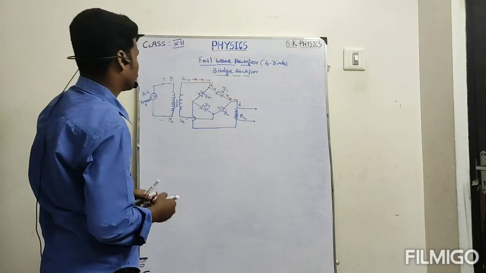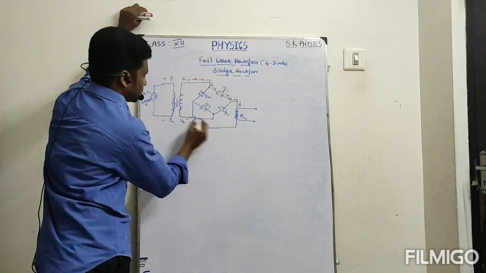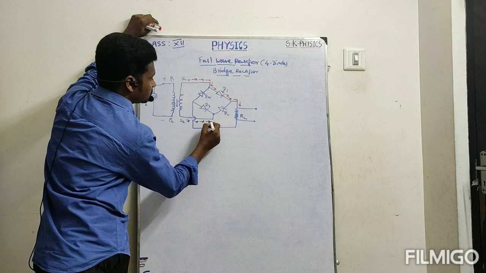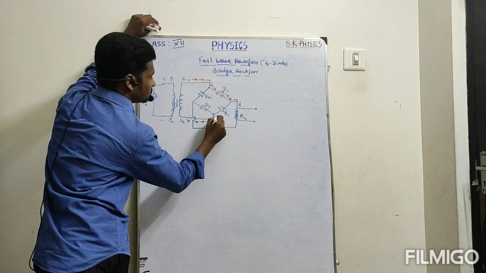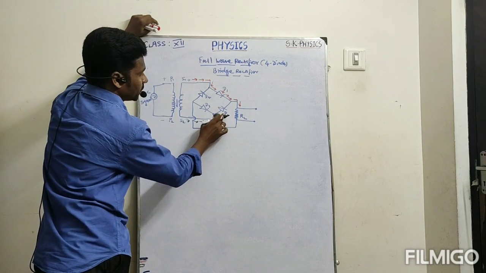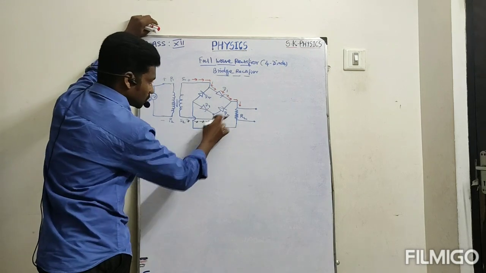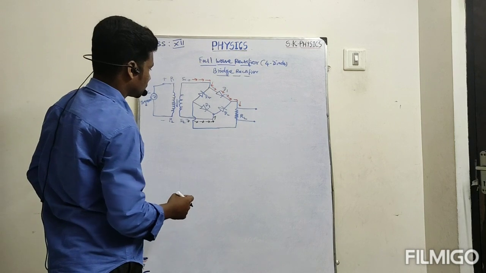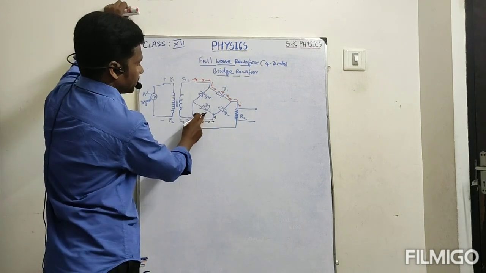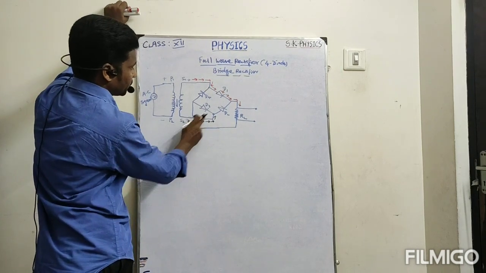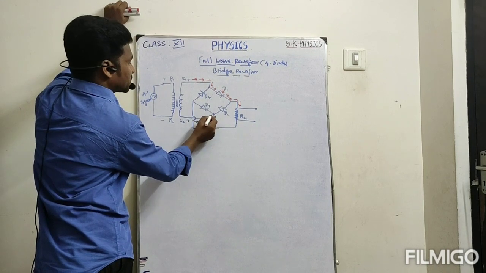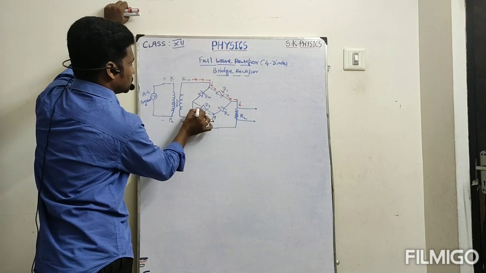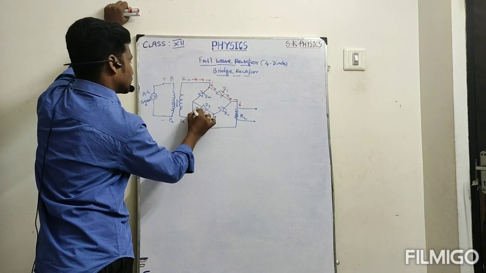Then the negative signal: see that here the D2 diode is positive, so it is not functioning. But if you observe, D3 is negative, this is also negative, here also negative, so it is functioning. Negative, negative, it is forward bias, that is the meaning. So the current is flowing like this.